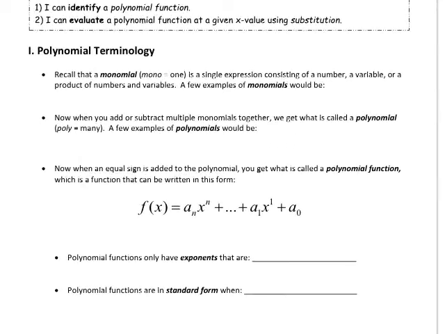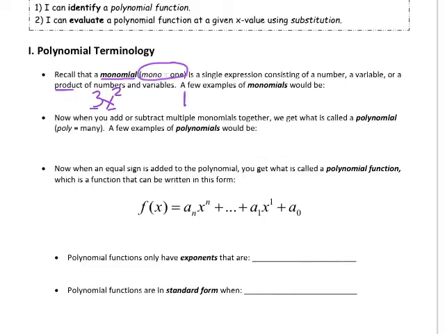know. And so you need to know that a monomial is a single expression consisting of a number, a variable, or a product of numbers and variables. And remember that the word mono means one. So a couple of examples are 3x squared. That's a single expression consisting of a number and a variable. And these are multiplied, of course, so that's what we mean by product.